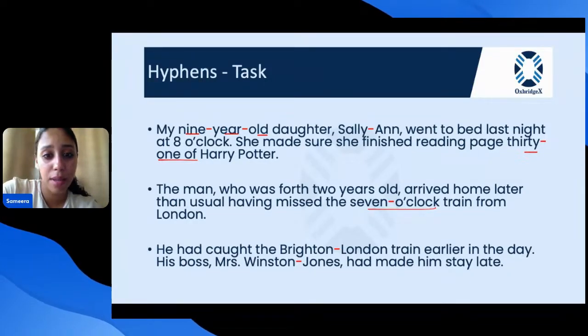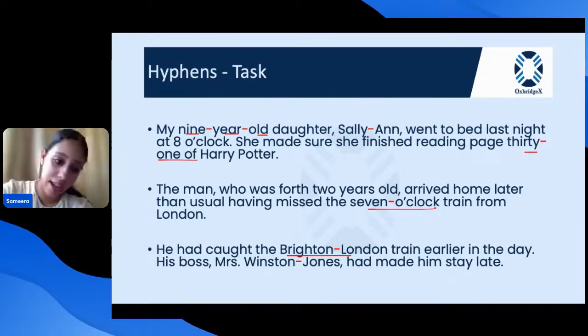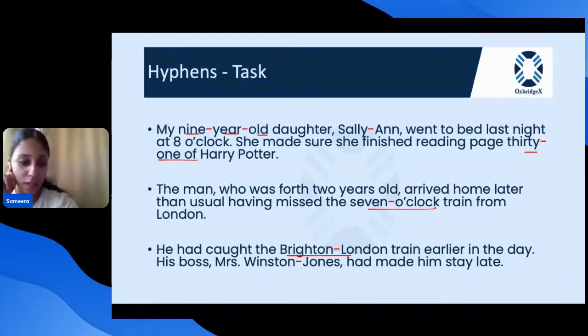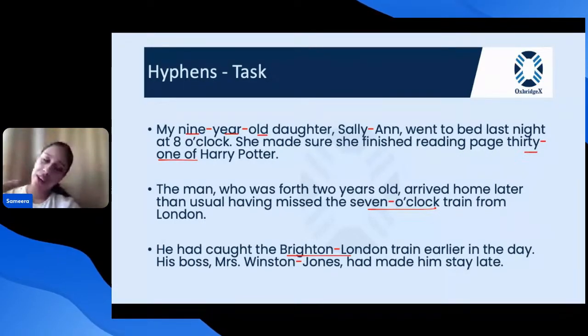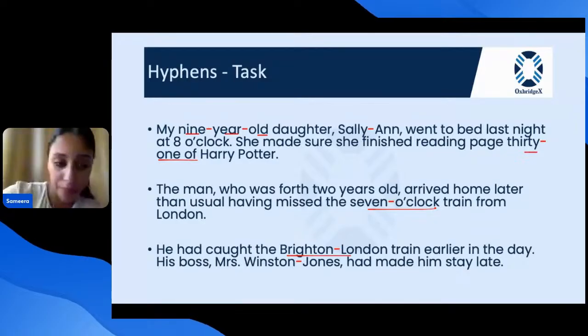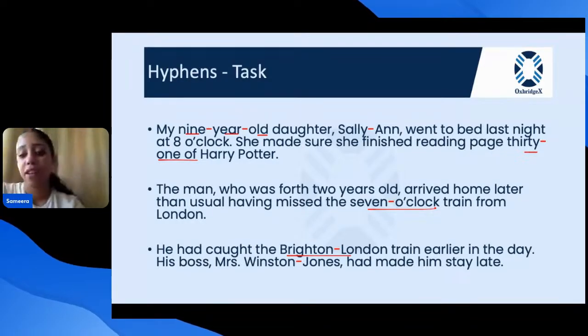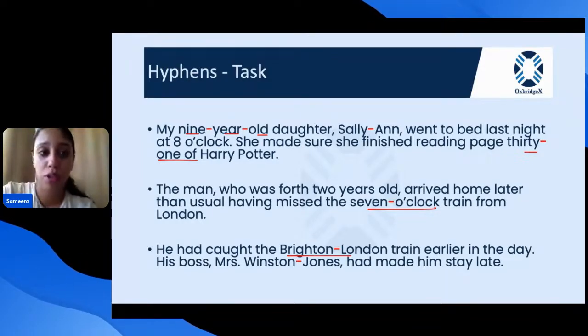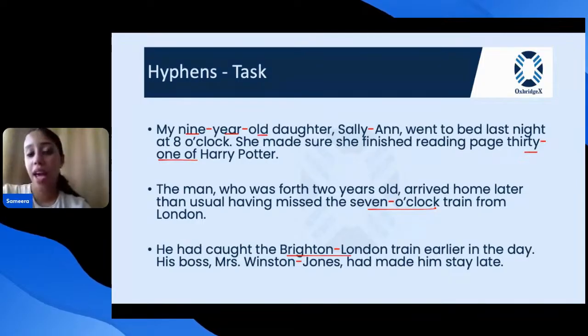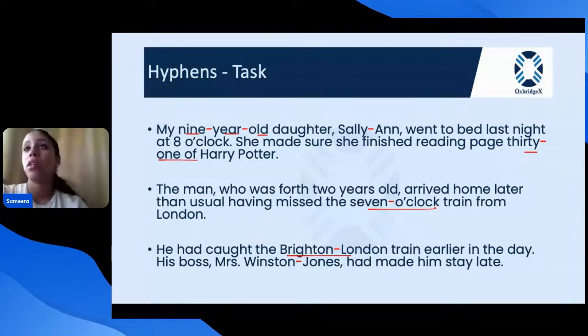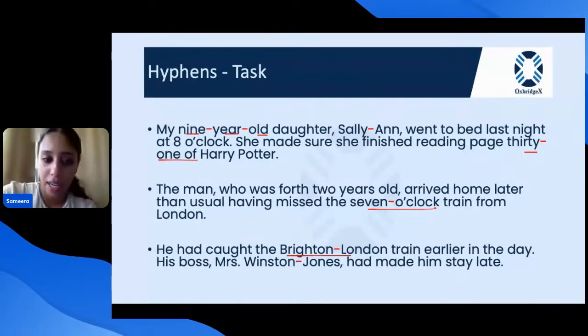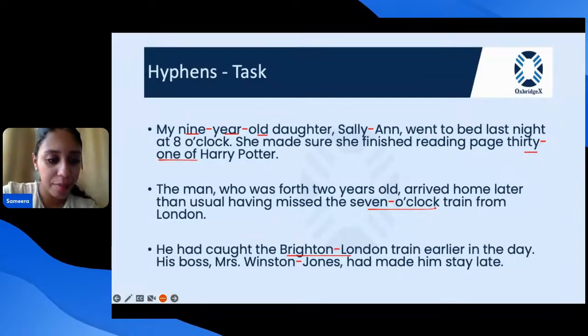Again, time needs a hyphen here. He had caught the Bridgerton to London train. Again, hyphen here. Early in the day, his boss, Mrs. Winston Jones, had made him stay late. Hopefully, you guys can see that everything that I pointed out that needs a hyphen is just applicable with the rules that we've just gone over. So using hyphens for the ages, the forenames, the time, the destinations. Perfect.